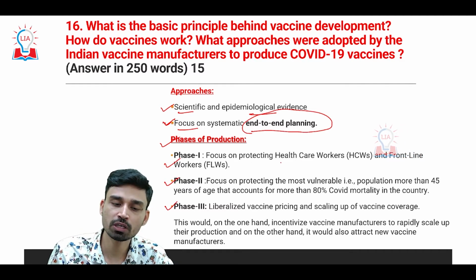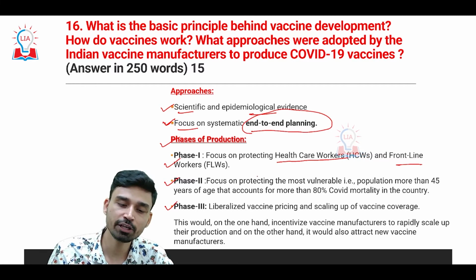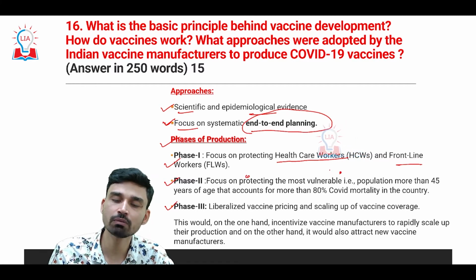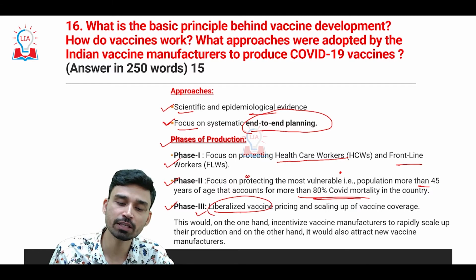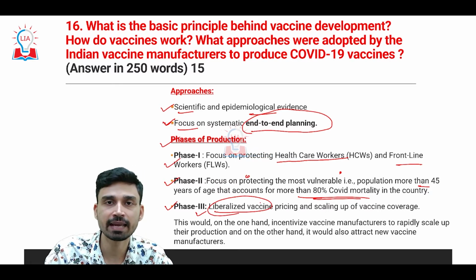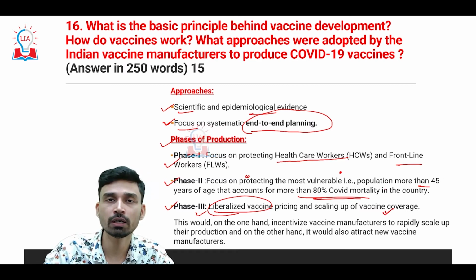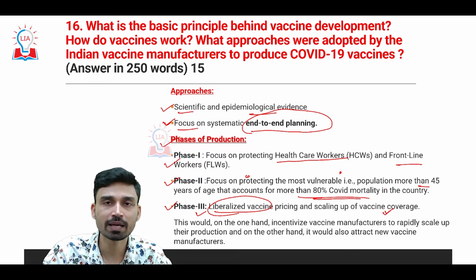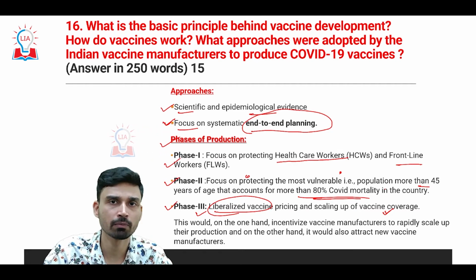In the first phase, the focus was on protecting healthcare workers and frontline workers. In the second phase, the focus was on protecting the most vulnerable population, people more than 45 years of age, who account for more than 80% of COVID mortality in the country. And lastly, the third stage was a liberalized phase, when vaccine pricing and scaling up of vaccine production was done in such a manner that every individual can be brought under the coverage of the COVID vaccine. And that is why we have two vaccines, Covishield and Covaxin, that were being circulated. One was made by Serum Institute, while the other was made by Bharat Biotech.